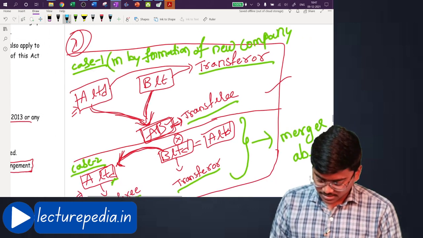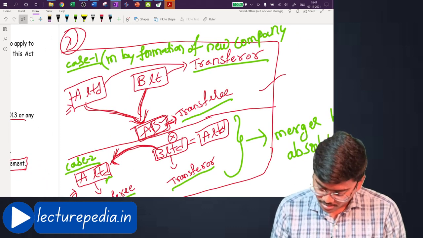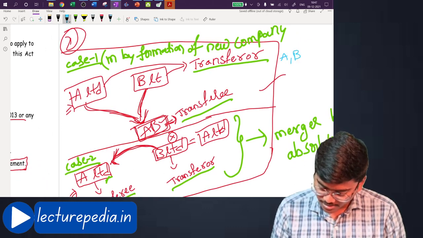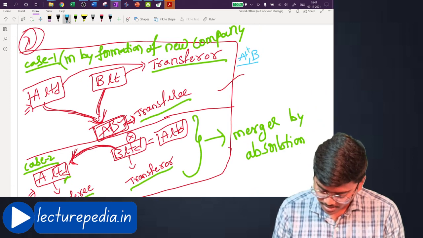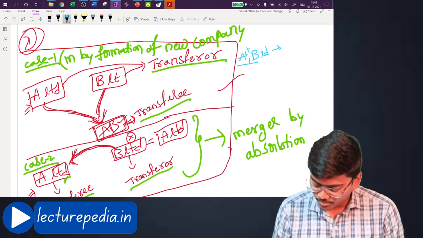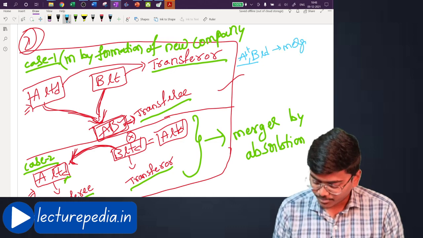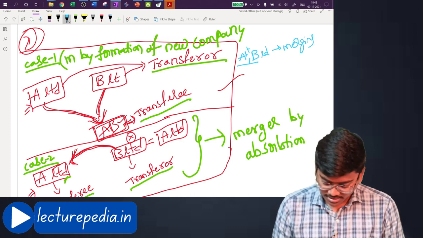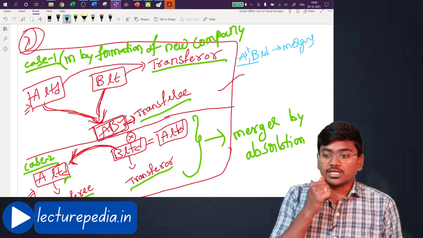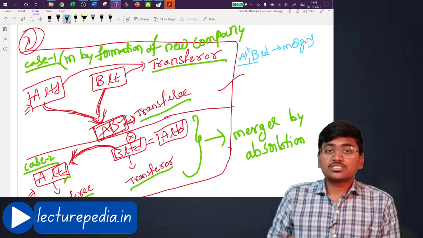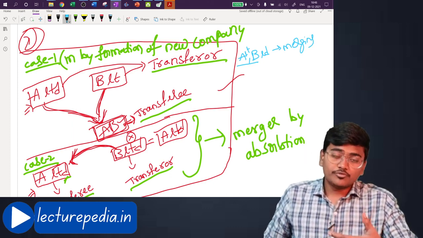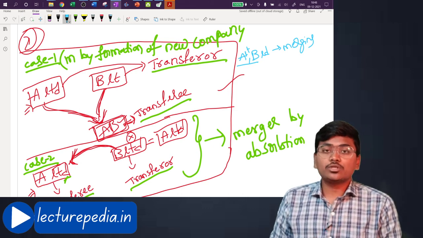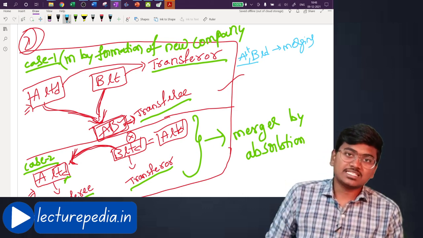The answer is A limited and B limited will be known as merging companies, and AB limited will not be a merging company. The reason is it is still not in existence before the merger. It has come into existence only after the merger has happened.